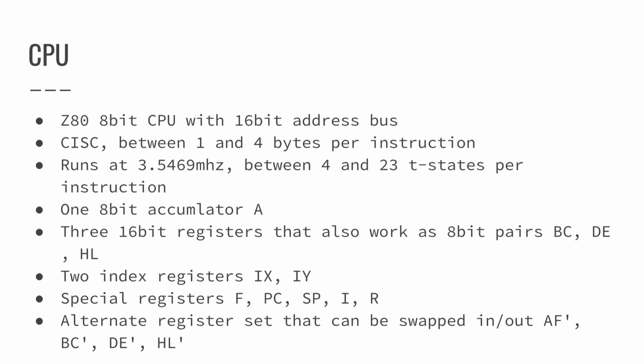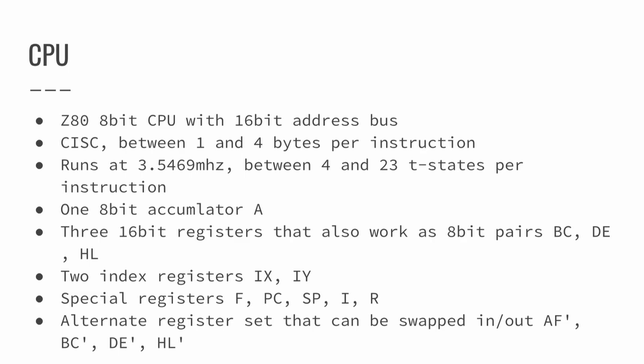In the Spectrum, it ran at 3.5 megahertz. So you had 3.5 million clock cycles, or as we generally call them, T-states. And the instructions take between 4 and 23 T-states per instruction. It was one of these computers where you have an accumulator. You don't have general registers like you might do on a 68000. So everything pretty much had to be done through the accumulator. You do all of your maths through the accumulator.